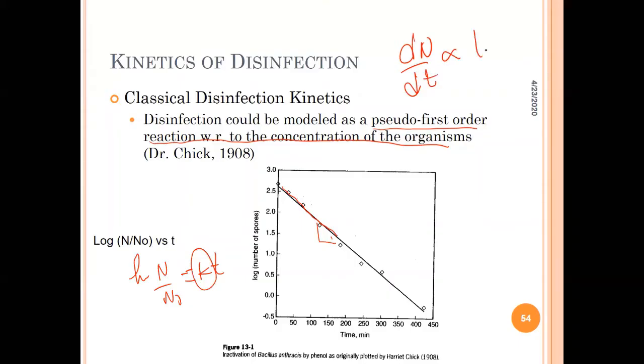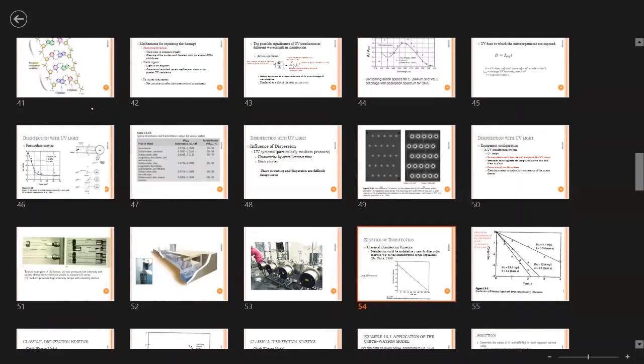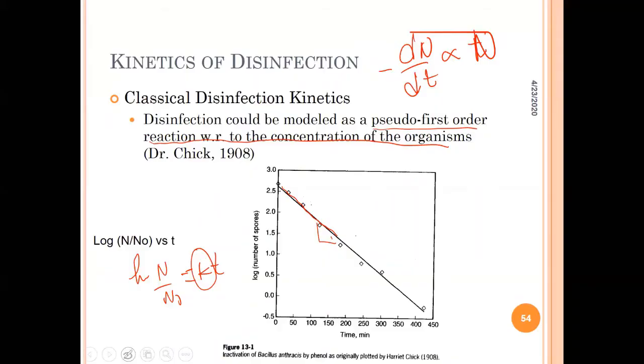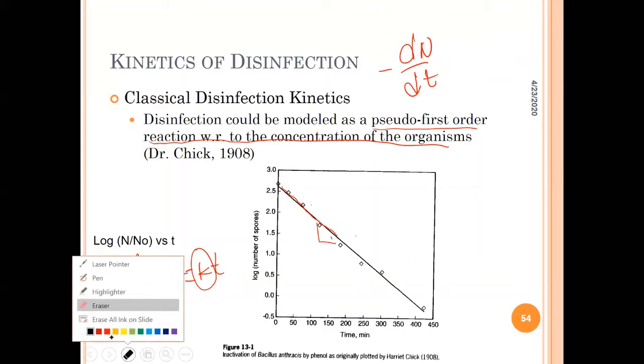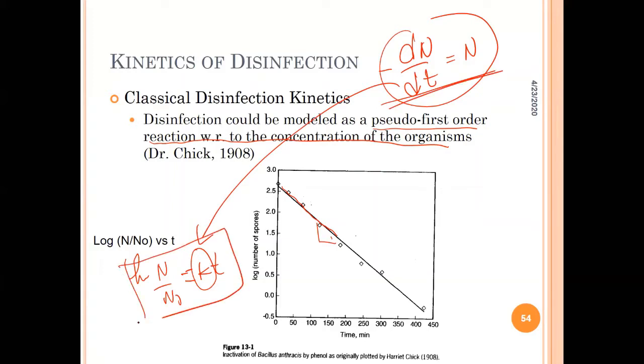The rate of change of microorganisms is directly proportional to the number of microorganisms. So this is the relation. And then when we integrate and solve this problem, we can come up with this expression.